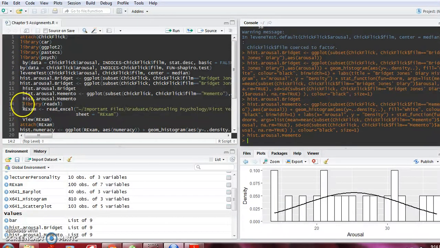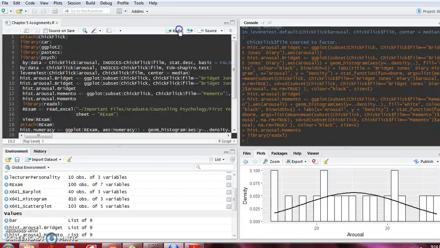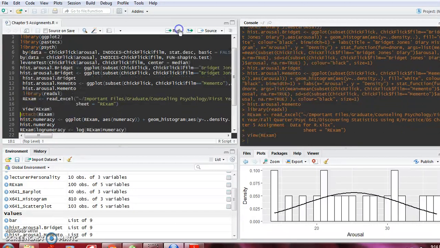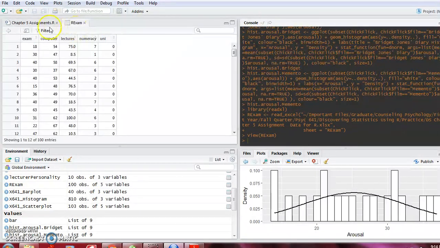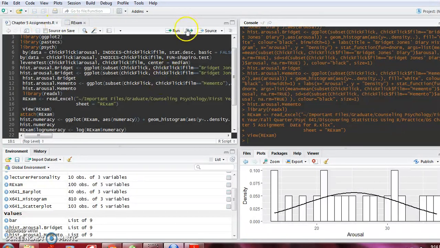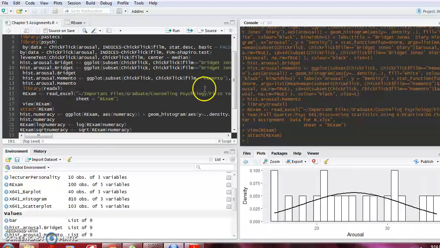So now we're going to move on to task 2, and that essentially refers to our exam. So I'm going to run this in the library just to load up that data. I didn't load up this data, so you got me there. Attach. So essentially we're asked to make up a histogram for numeracy. So we're going to do this.